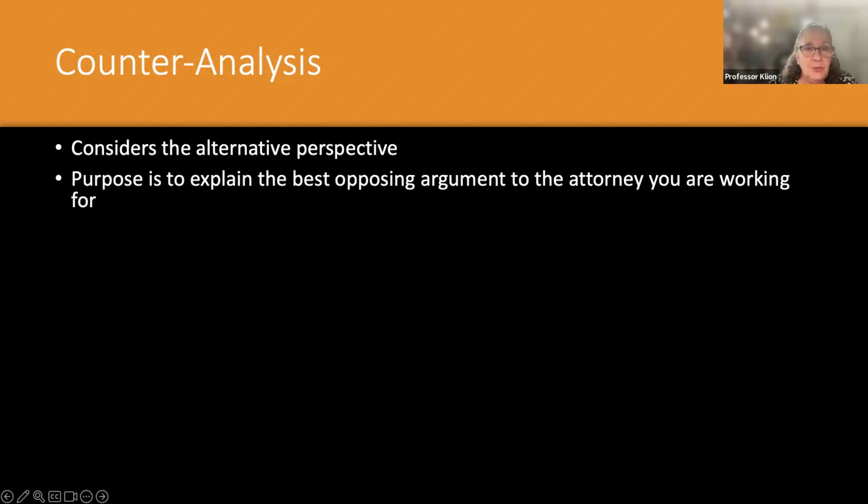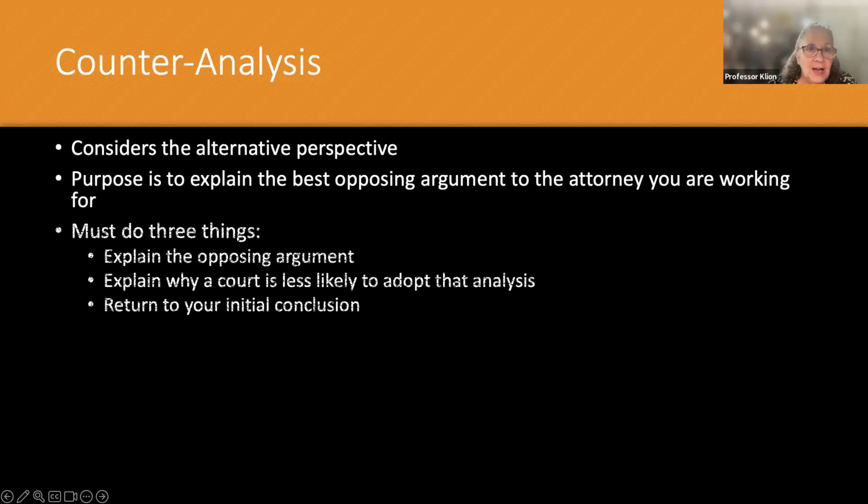Its purpose is to explain the best argument to the attorney that you are working for and the best argument against your position so that the attorney knows all sides. Your counter-analysis must do three things. It needs to explain the opposing argument. It needs to explain why a court is less likely to adopt that analysis. And it needs to return to your initial conclusion.